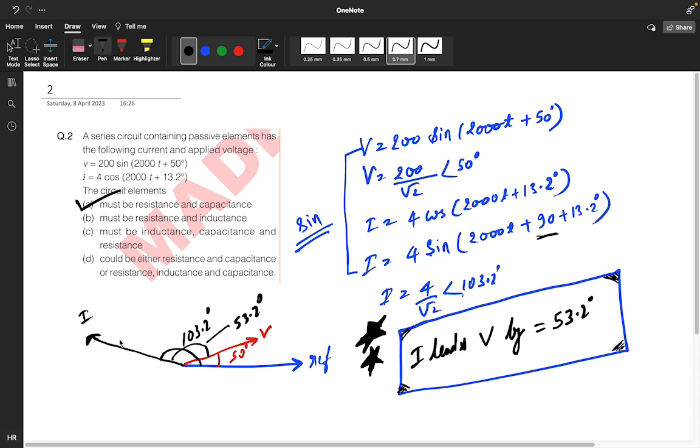What is the difference between I and v? 103.2 minus 50, so you will get 53.2 degree, which means I will lead. If you are getting a leading concept, what are the elements in a leading circuit? There will be a resistance and capacitance. The options are resistance and inductance, inductance and capacitance, and resistance and capacitance. So there must be resistance and capacitance.